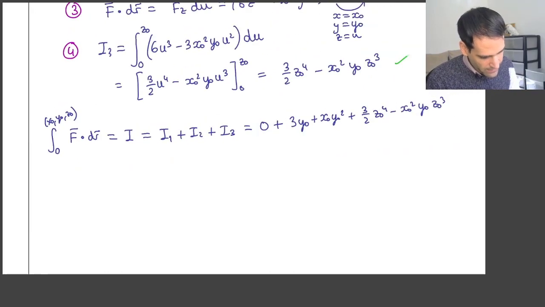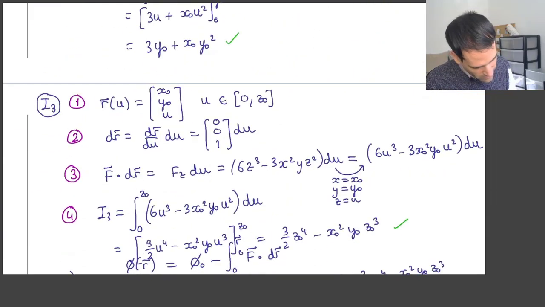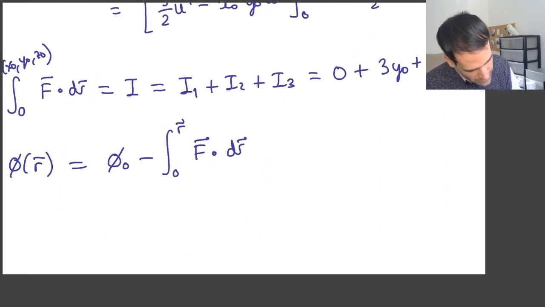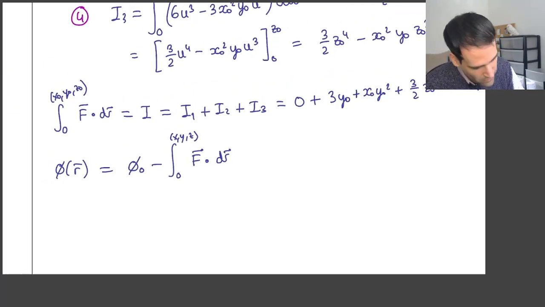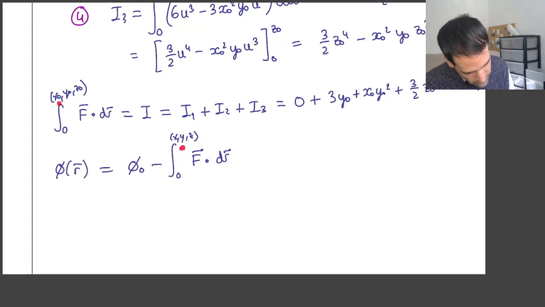Now we can write that the potential at any point, let me copy the equation from up here, this equation here. So the potential at any point is equal to the potential at the origin minus the integral between 0 and any point r of f dot dr. So if we call this point r, we call it x, y, z, so any point r, we can just use this expression but changing x0 to x, y0 to y, and z0 to z.